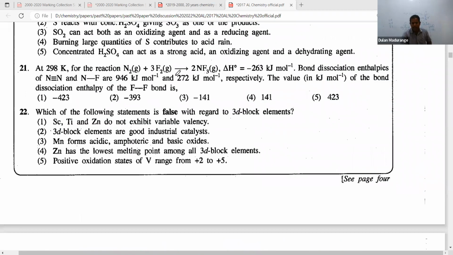Here the enthalpy is applied with bond dissociation: delta H naught equals sigma H naught of dissociated bonds minus formed bonds. Now I said the answer for 21 is 4.